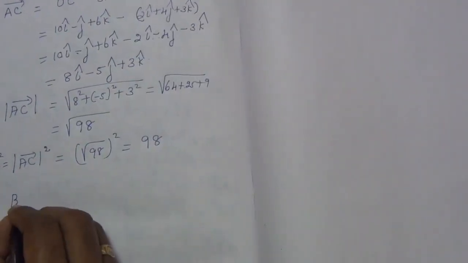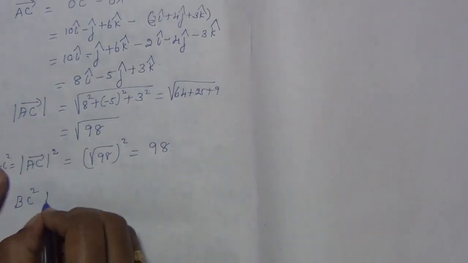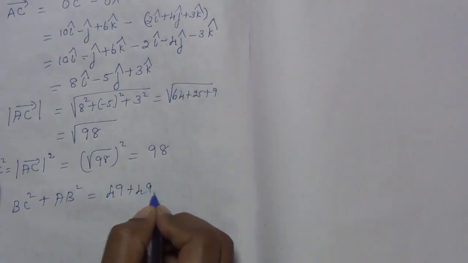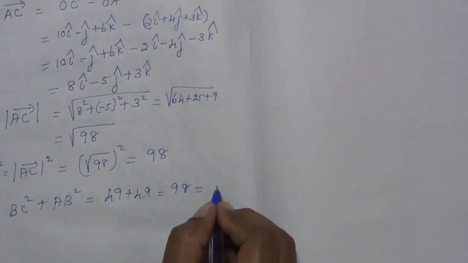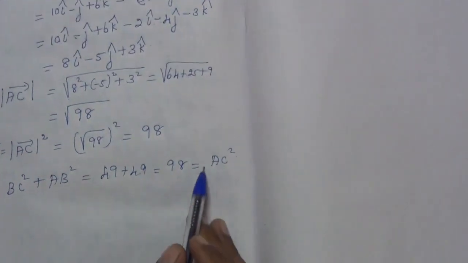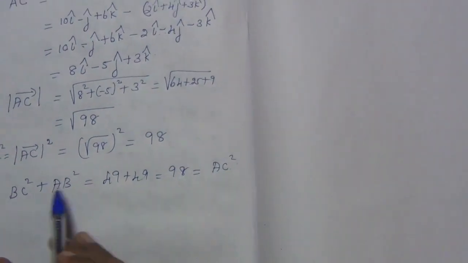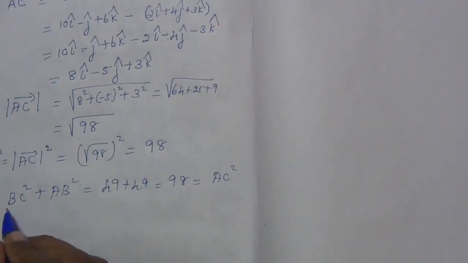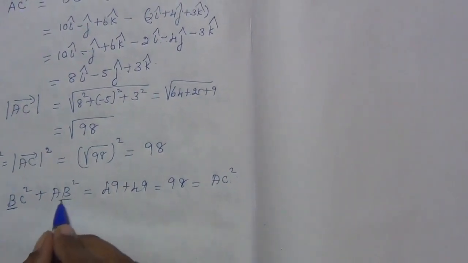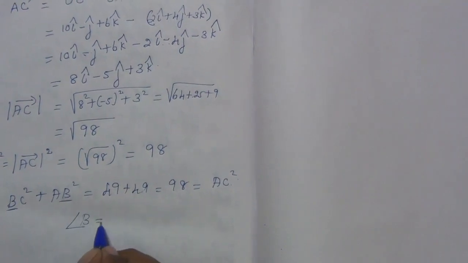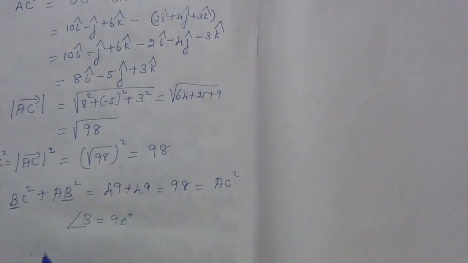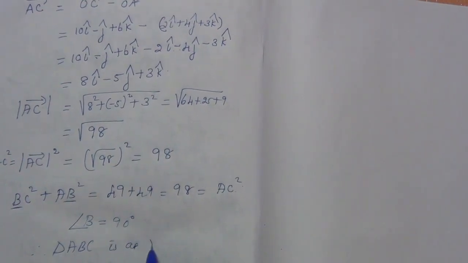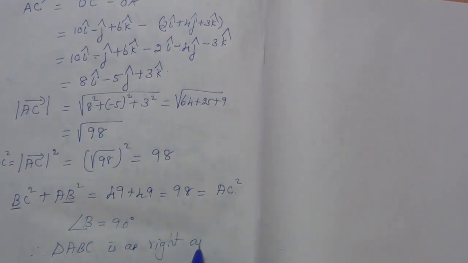See, so BC square plus AB square is equal to 49 plus 49, that is 98, which is equal to AC square. So, we have got one side square equal to the sum of the squares of the other two sides. So, it forms a right angled triangle. See, here B is common. So, angle B is equal to 90 degree. Therefore, triangle ABC is a right angled triangle.